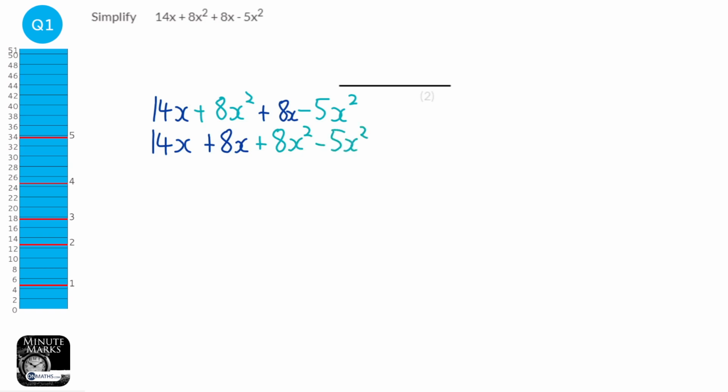So we can do 14x plus 8x, so 14 lots of x plus 8 lots of x is going to be 22 lots of x. And we can do 8x squared minus 5x squared, 8 lots of x squared, take away 5 lots of x squared is going to be 3 lots of x squared. Now typically in our answer we'll always put the x squareds first, so it becomes 3x squared plus 22x.